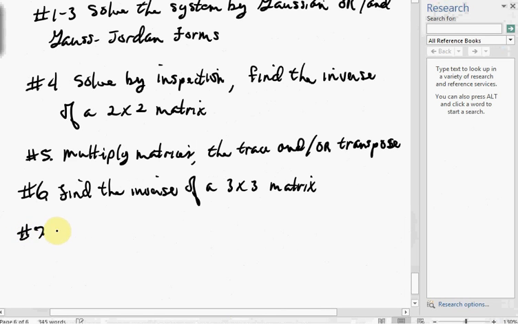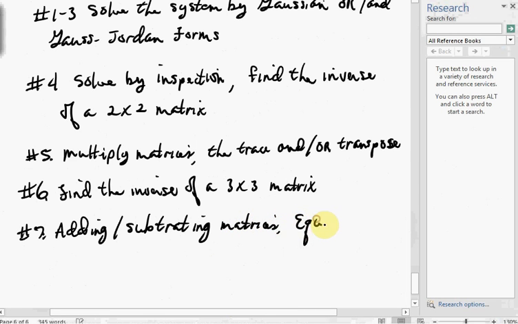Number 7, adding, subtracting matrices, equal matrices. Number 8, application problem.